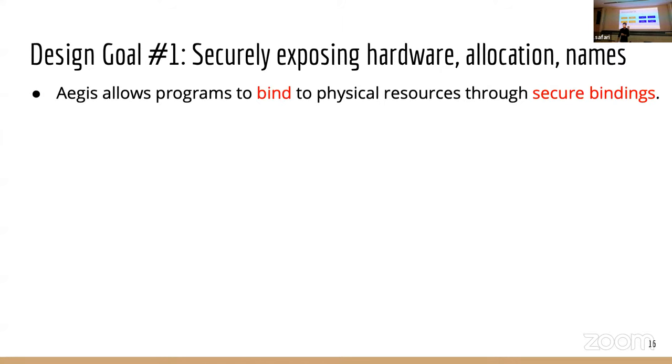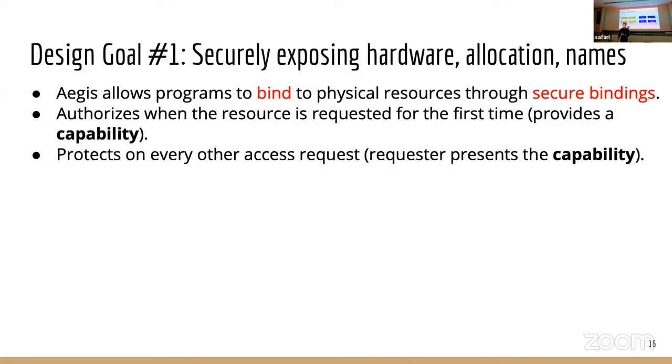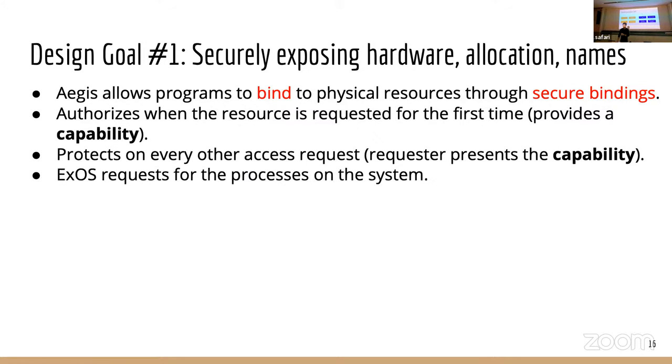Well, IGIS allows programs to bind to physical resources through a concept called secure bindings. IGIS gives a capability to a program when a resource is requested for the first time, thus authorizing it. And then whenever the resource is requested again, IGIS requests this capability that was given out so that it can protect the resource efficiently. And usually the XOS library operating system does these requests for the processes so that we can maintain the abstractions that were discussed earlier.